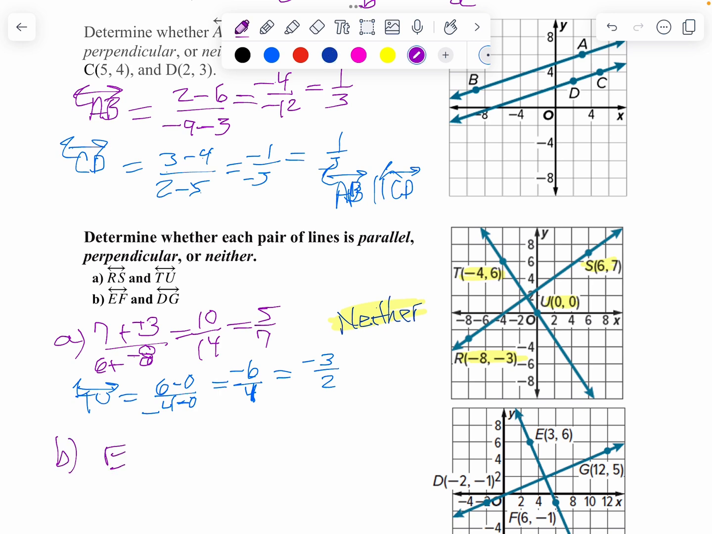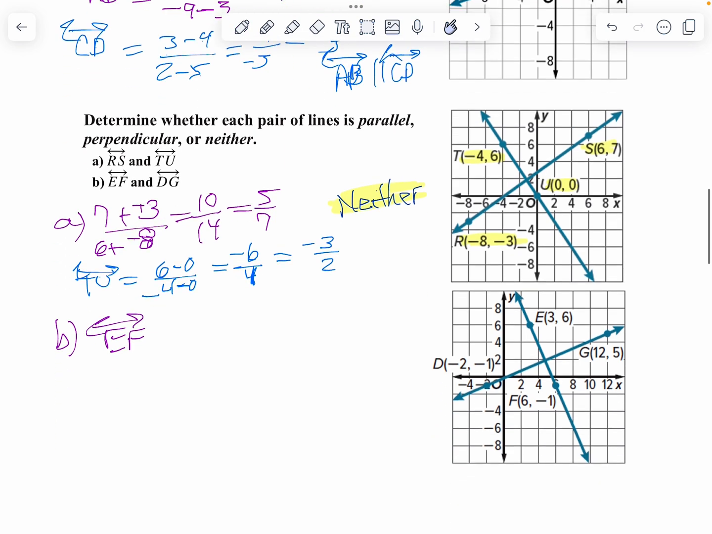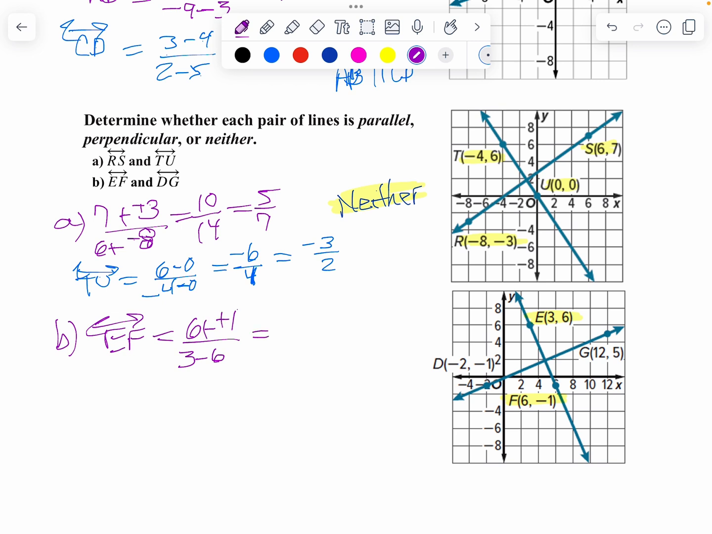Let's start with the slope of E to F. Notice E is at 3, 6. F is at 6, negative 1. So to find the slope, I'll pick one of my y coordinates. I'll call that my second one. So I'll say 6 minus a negative 1 all over 3 minus 6. 6 minus a negative 1 is 7. 3 minus 6 is negative 3. So I know my slope is negative 7 over 3.